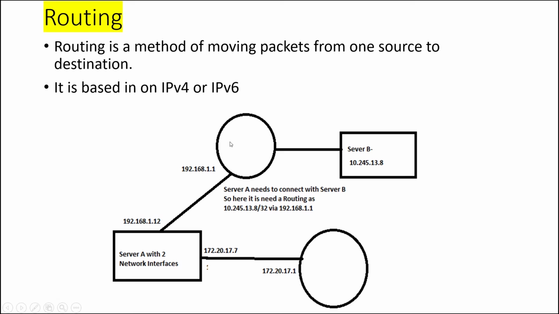After the router receives this data, there should be a routing on your router also. Then it will send data to server B. That's what we call routing. It helps us to specify the correct path on which data should be sent.